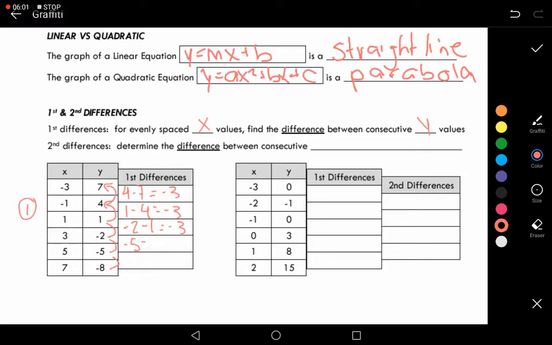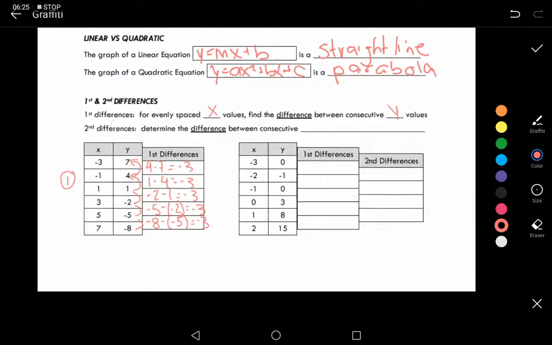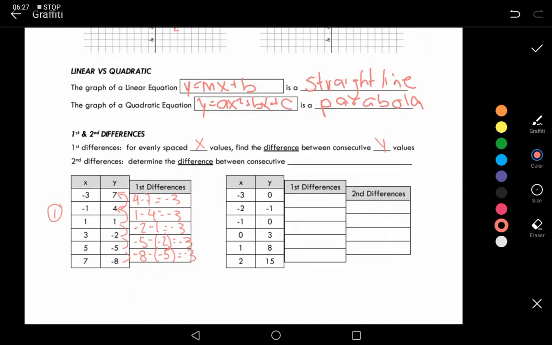-5 minus -2. So remember, that's that double negative there. So that's going to be the same as plus, right? We can assume those two negative signs will make a positive. So it's the same as -5 plus 2, which also gives us -3. And lastly, we have -8 minus -5. Again, that double negative turns into a positive, and we get -3. Okay, so all of those first differences we can see are the same.